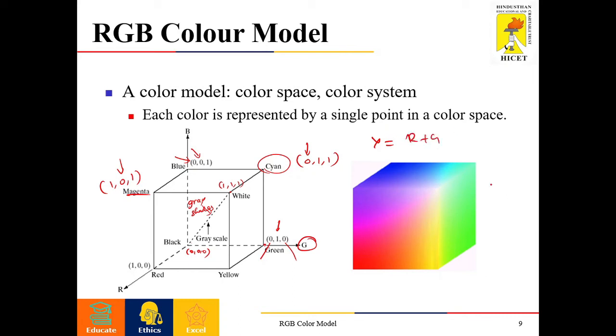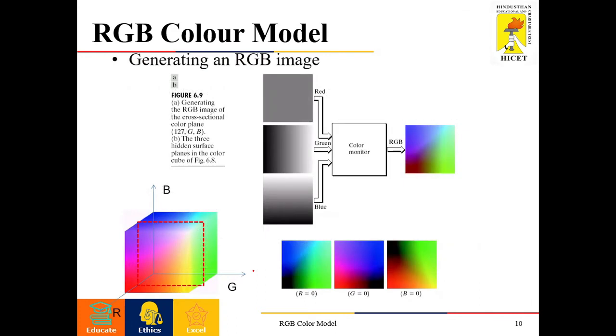So this is the illustration of the color cube. This is the two-dimensional plot of the color cube. Here black is at the origin. The generation of an RGB color image is based on three different planes: the red plane, the green plane, and the blue plane. Combining all these three planes will produce an RGB or color image.